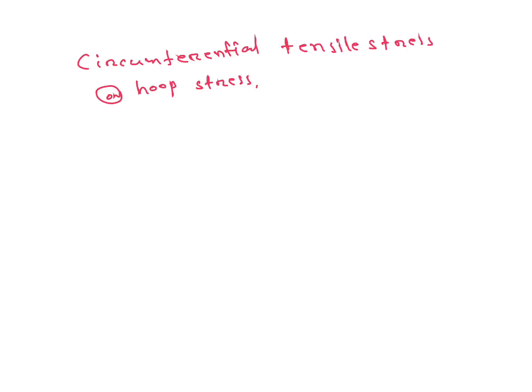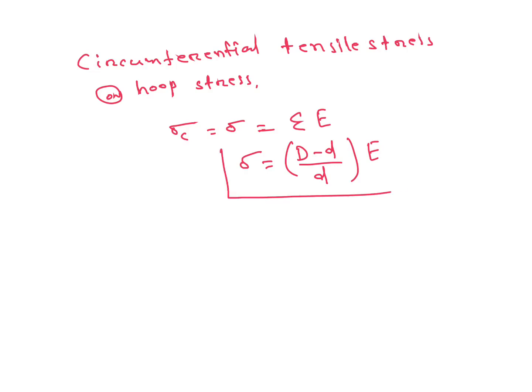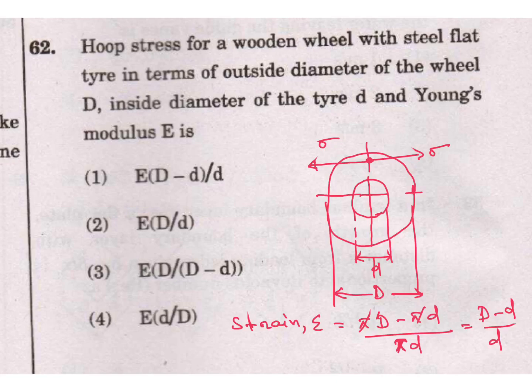Circumferential tensile stress or hoop stress is sigma c, or sigma, whatever you can write. It's strain into E. The strain value we already got: capital D minus small d divided by small d into E. This is the sigma value. So from the options, we have to check D minus small d divided by d into E.